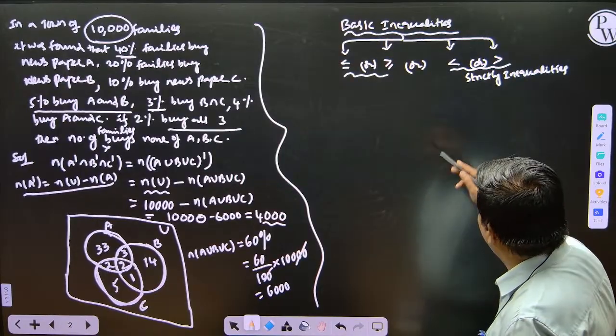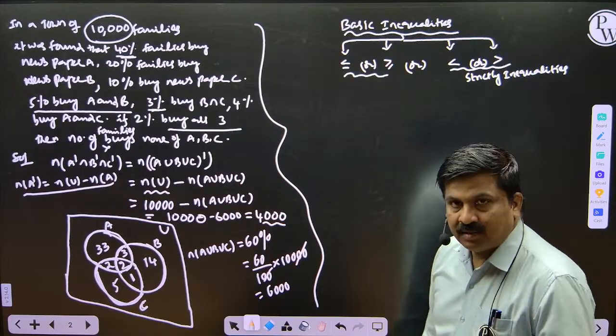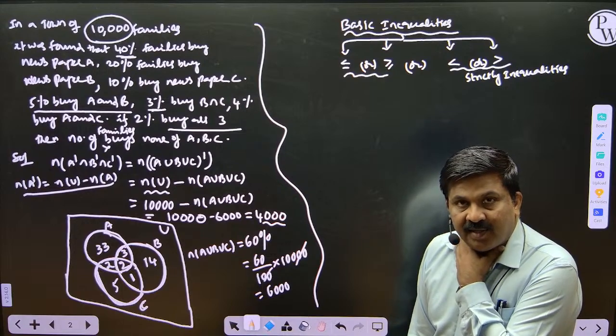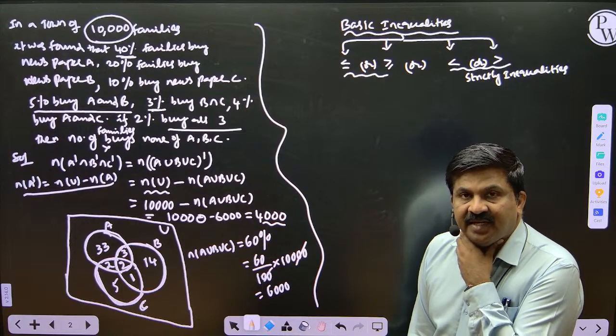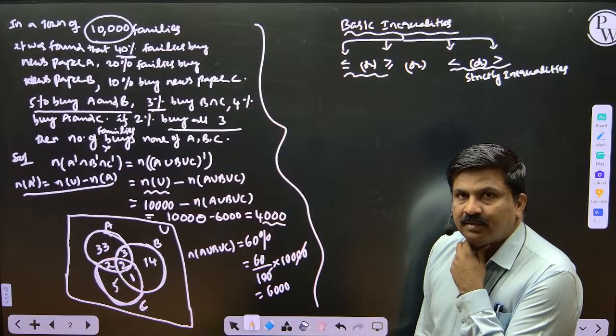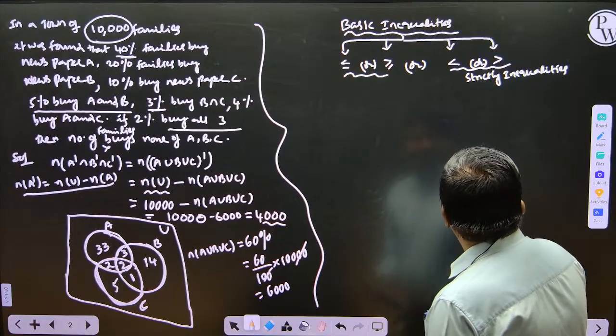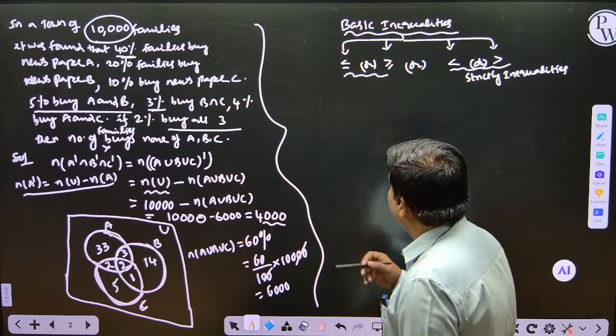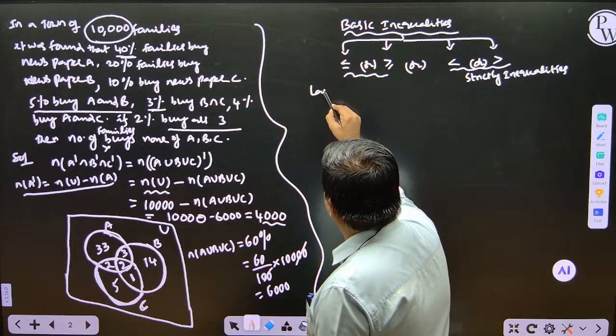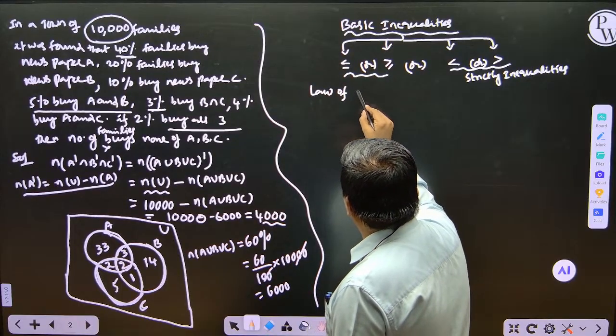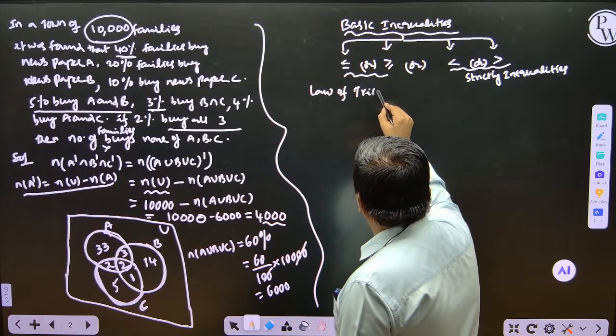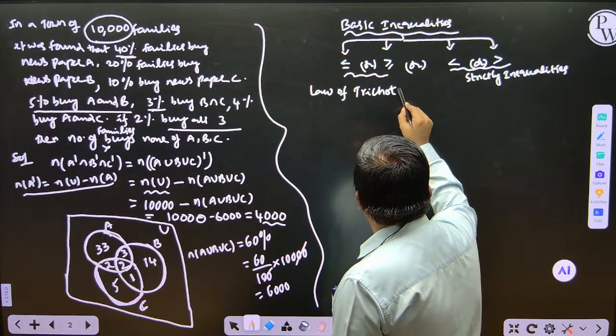But if you have only less than or greater than, without equality, then they are called strict inequalities. Now before going to this, we go for the law of trichotomy.